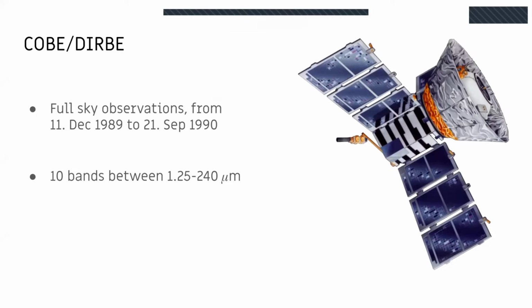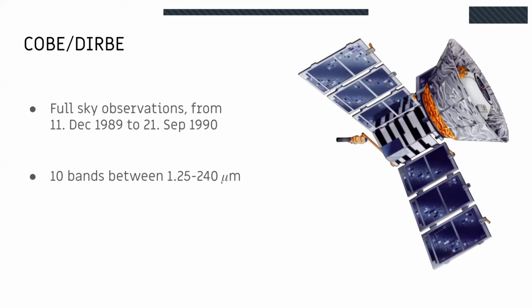So for those of you that aren't familiar, DIRBE was an instrument on the COBE satellite and took full sky observations from the start of December 1989 all the way up until my birthday in 1990. And it observed in 10 bands between 1.25 and 240 microns, so in the infrared and far infrared.